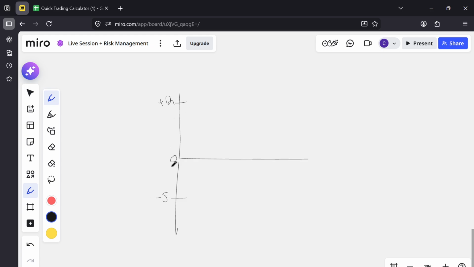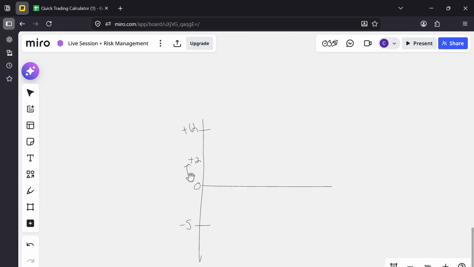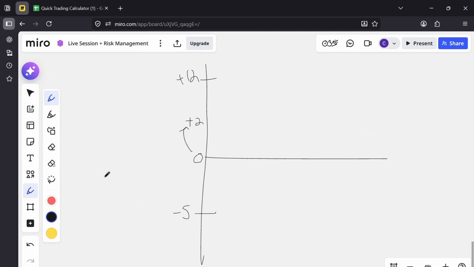Now, keep this in mind, right? Because we have gone and won 2 units. That means we've moved up to +2. What does that mean now? Well, in order to calculate our trailing stop loss, we need to take our most recent max profit reached and minus it by 5, right? So that means our most recent max profit reached is +2. What are we going to do?